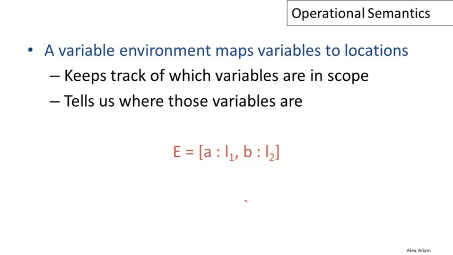So now let's talk about the notation that we're going to use for writing down the environment and the store. As we said, the variable environment maps variables to locations, and we're going to write that out as a list of variable and location pairs separated by a colon. So this environment, for example, says that variable A is at location L1 and variable B is at location L2. Another aspect of the environment is that it keeps track of the variables that are in scope. So the only variables mentioned in the environment are those that are currently in scope in the expression that we're evaluating.